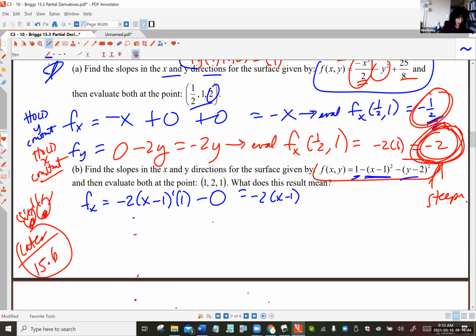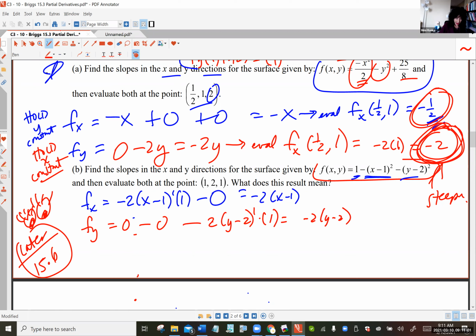Fine. Now you're going to get the other partial with respect to y. So you're going to differentiate with respect to y. You're going to hold x constant. First term looks like a 0. Second term is a 0. Third term, use that chain rule. And so you're just going to get -2 times the quantity y minus 2.